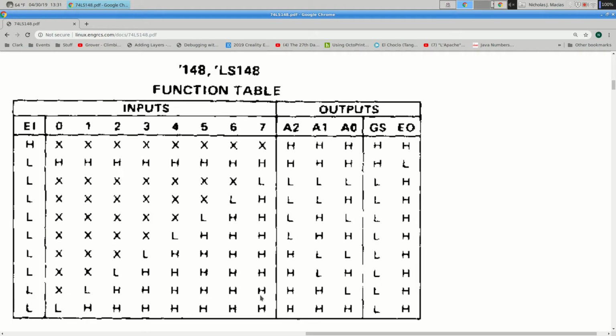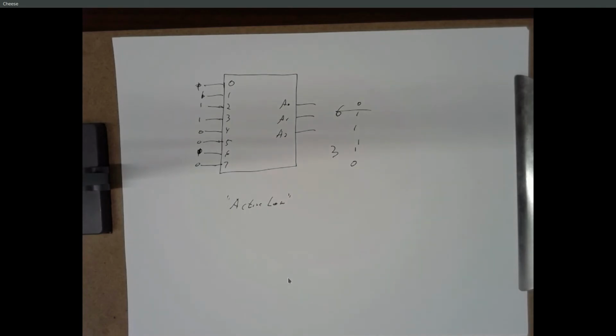So if all of your inputs are high except for input 2, and inputs 1 and 0 don't matter, then input 2 is the highest priority input that's active. Your output should be 2. Well, your output is also backwards. It's outputting a 1, 0, 1, but that's how it indicates that input 2 is the high priority one. So for an output of 2, it's actually not outputting 0, 1, 0, but 1, 0, 1.